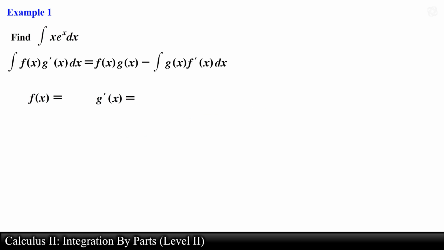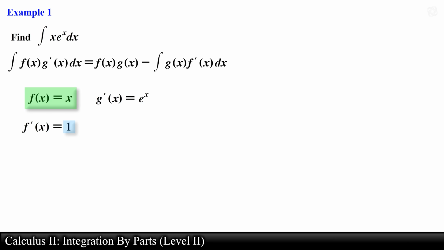Following these steps, we have that f of x will be represented by x, because when we take its derivative, we end up with a simpler function, specifically the constant 1. Likewise, we let g prime of x be equal to e to the x. Now we need to take the derivative of f of x, so the derivative of x is just equal to 1.